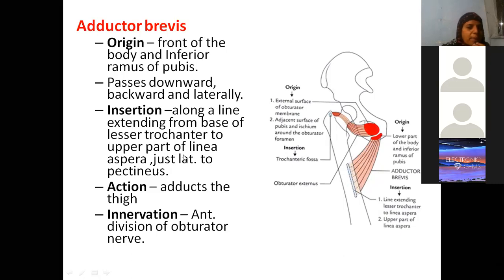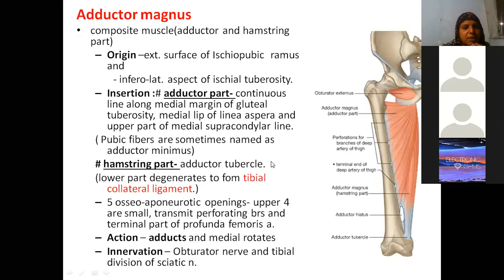Okay, so upper part of the linea aspera. This is also adductors, means they bring about adduction only. This is also supplied by anterior division. Then adductor magnus. Adductor magnus, as the name implies, it's a big, bulky muscle. It's a composite muscle, something like a hybrid muscle, because it has nerve supply coming from the medial compartment nerve, which is the obturator nerve, and it is also supplied by the sciatic nerve because this muscle is also seen in the posterior compartment of the thigh.